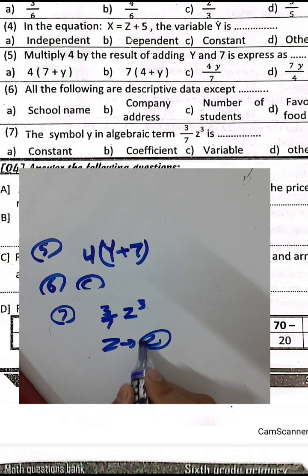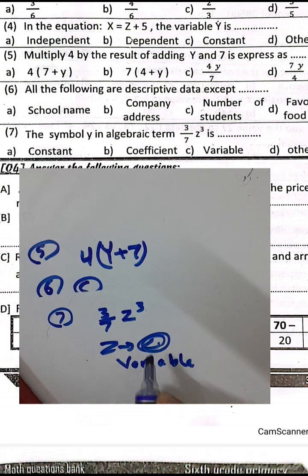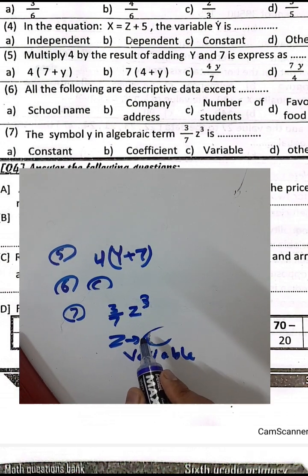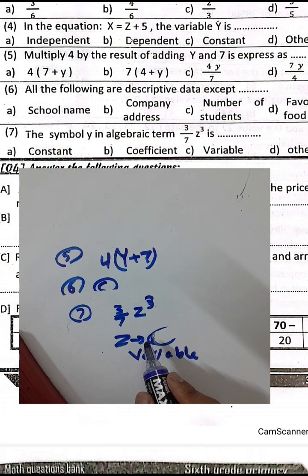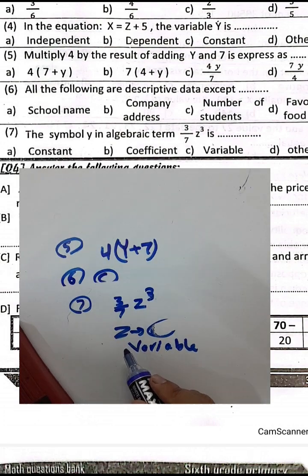Okay, z we call what? The variable, or we call it a factor, an algebraic factor. But 3 over 7 we call the numerical factor, or coefficient.